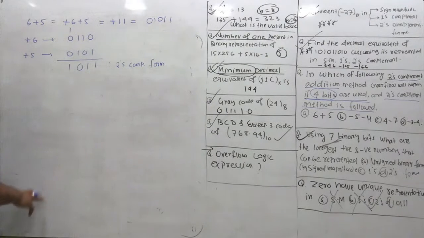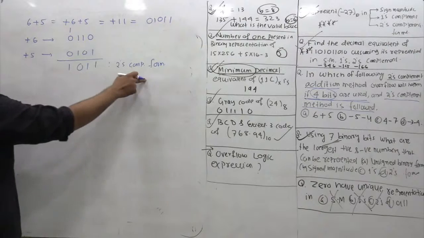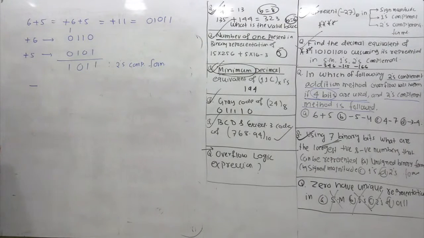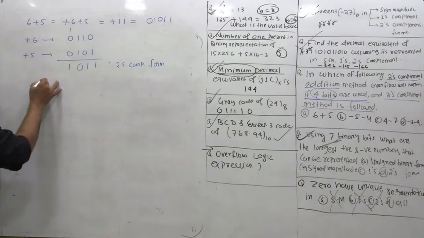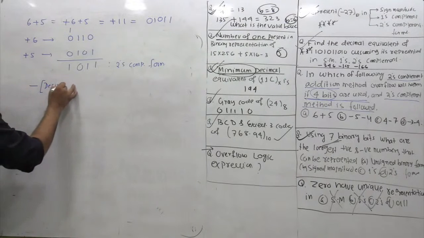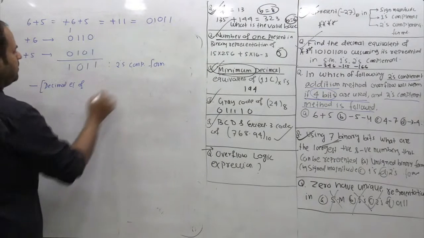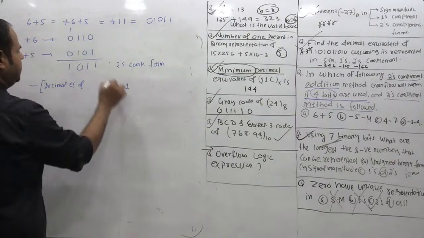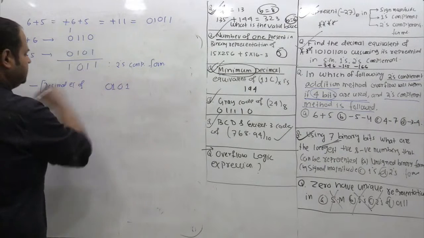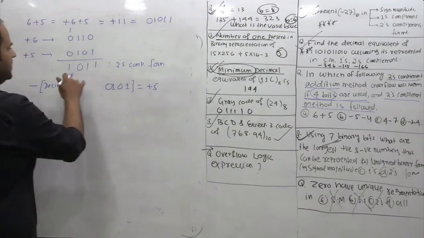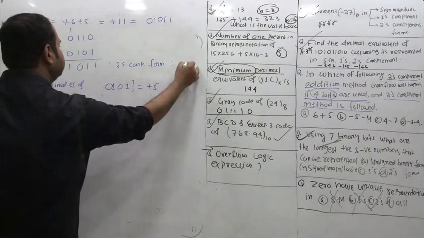So first thing, by observing the number, if it is in 2's complement form, this is a negative number because the MSB or the sign bit is 1. So it's a negative number. Okay. And since it is in 2's complement form, you have to find the decimal equivalent of the 2's complement of this number. If you find the 2's complement, this is 1, then 0, then 1, then 0. So you will get plus 5. So this answer is basically indicating 5.